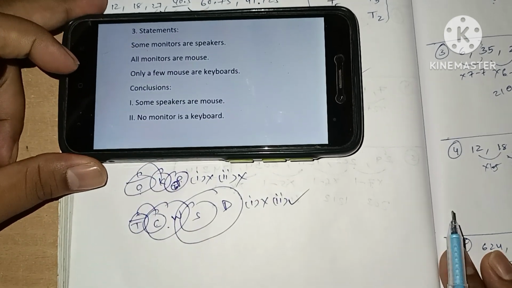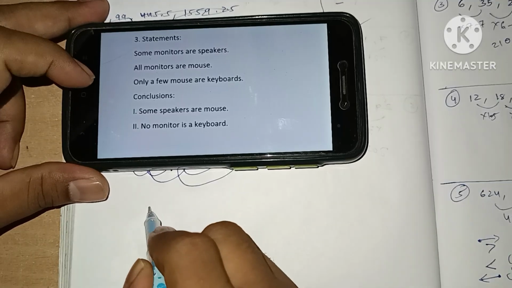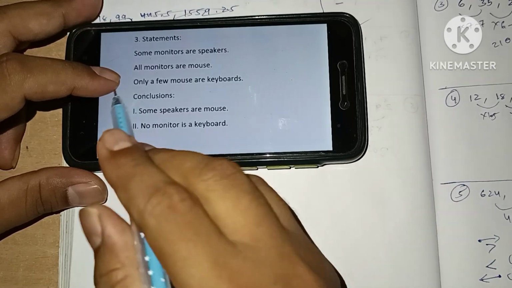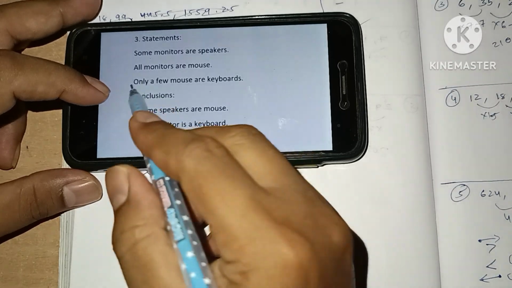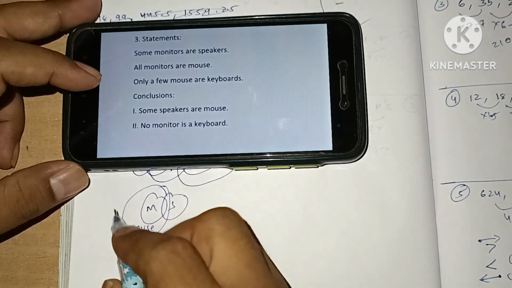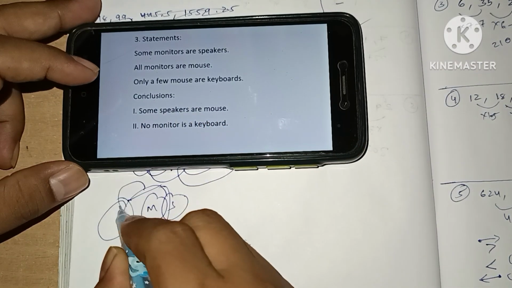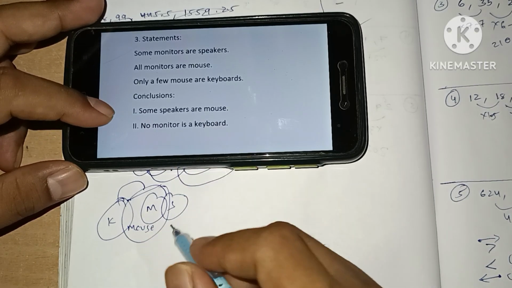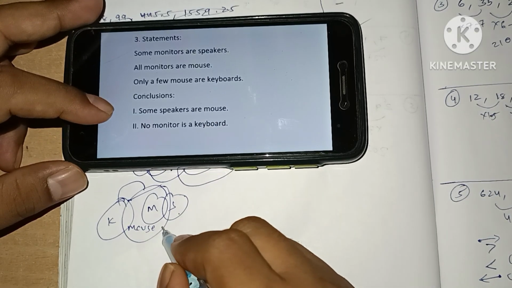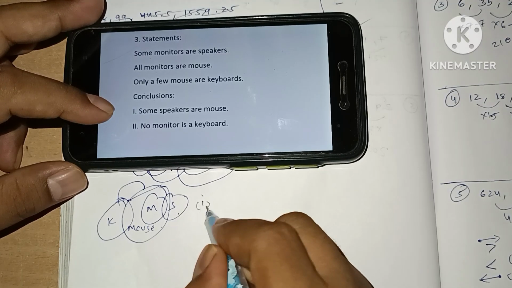Some monitors are speakers. All monitors are mouse. Only a few mouse are keyboard. Okay, let's see conclusions. Some speakers are mouse. Speakers and mouse are sharing some part. So the first conclusion is true.